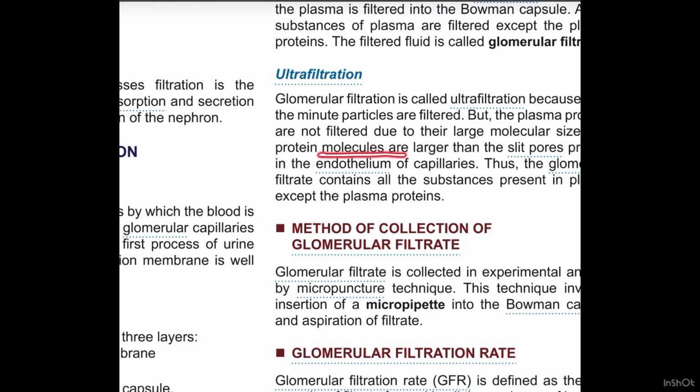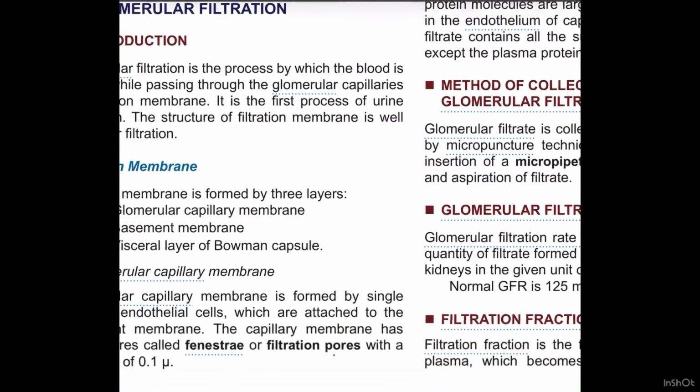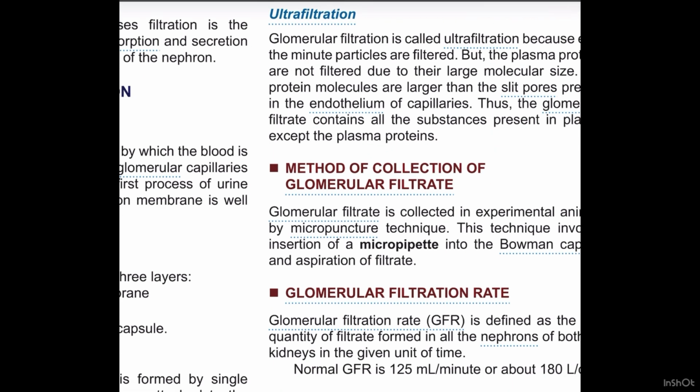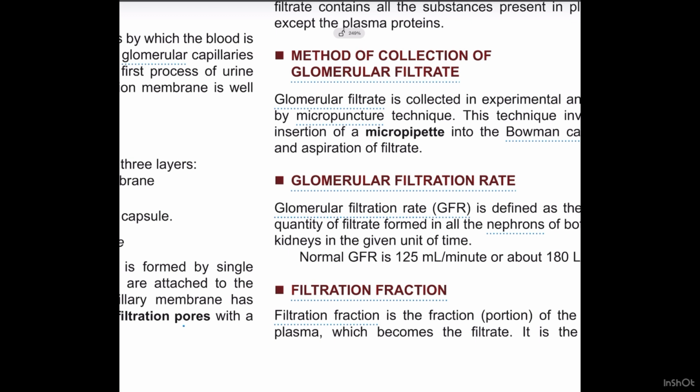The protein molecules are larger than the slit pores present in the endothelium of the capillaries. Those slit pores are called fenestra. The proteins are much larger than the fenestra size. Fenestra size, how much here? 0.1 microns only. Protein is going to be much larger, hence it is not able to come out. Thus, the glomerular filtrate contains all the substances present in the plasma except the proteins. Important. Done.